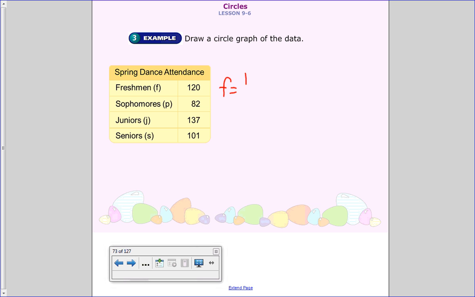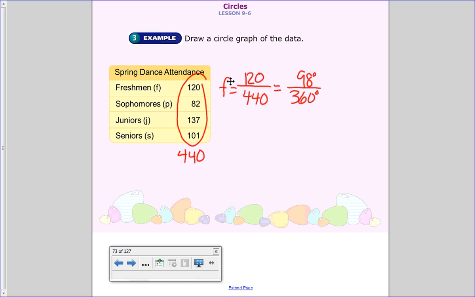So freshmen, we know 120 out of, well, they don't give us the total. So first thing I have to do is find out how many actually paid by adding all that up. And I get 440 students. And then again, it's always out of 360 degrees. So I do 360 times 120 divided by 440, and I find it's about 98 degrees. Here it was actually 98 and 1/10, but we're going to round them.